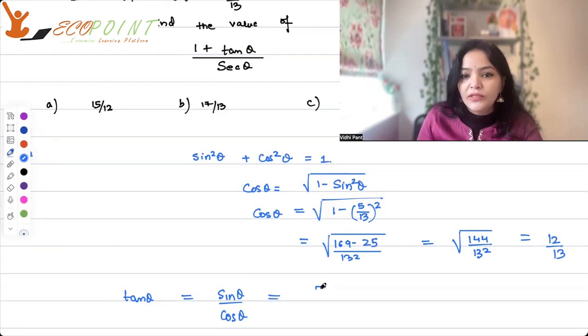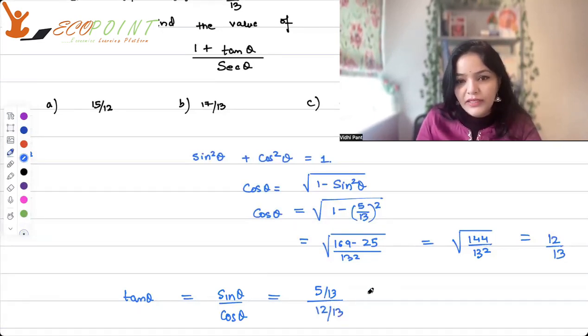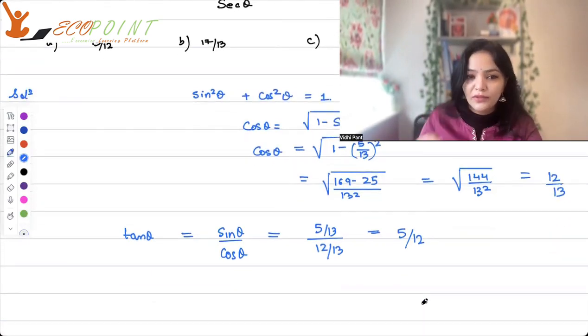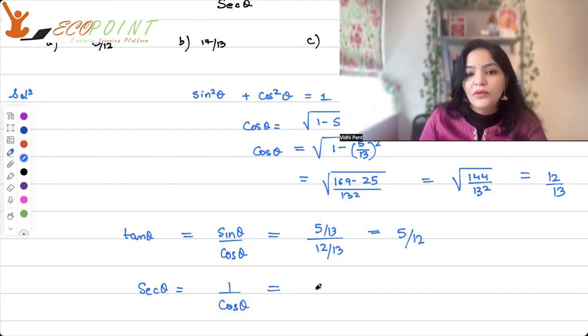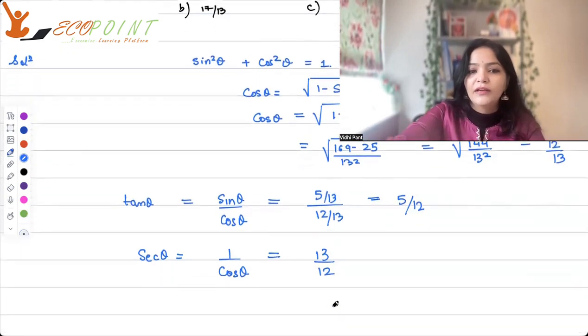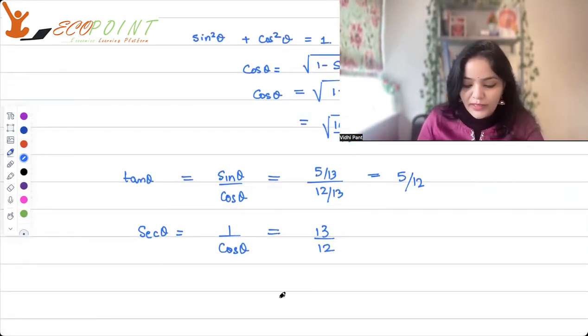Now sine theta we know is 5 upon 13. Cos theta, I just figured it out, it is 12 upon 13. So what we get is that tan theta is nothing but 5 upon 12. We have the value of tan theta. Now secant theta, we all know this link between cos and secant. Secant is nothing but 1 upon cos theta, right? So therefore, it is nothing but 13 upon 12. So secant theta is 13 upon 12.